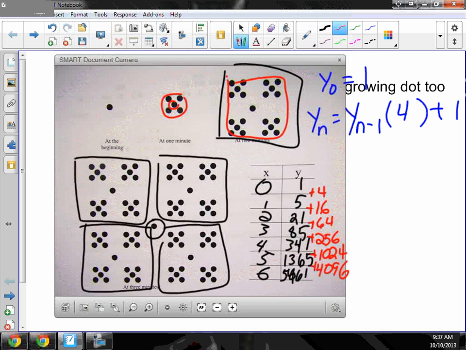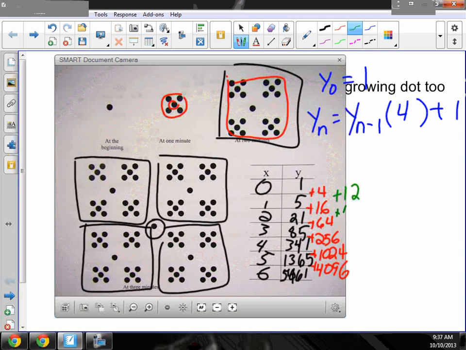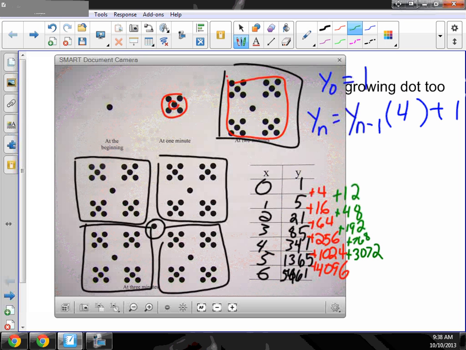Okay, let's try quadratic. Plus 12, plus 48, plus 192, plus, help me out, what is it? 768, and plus 3072. Well, that didn't help.